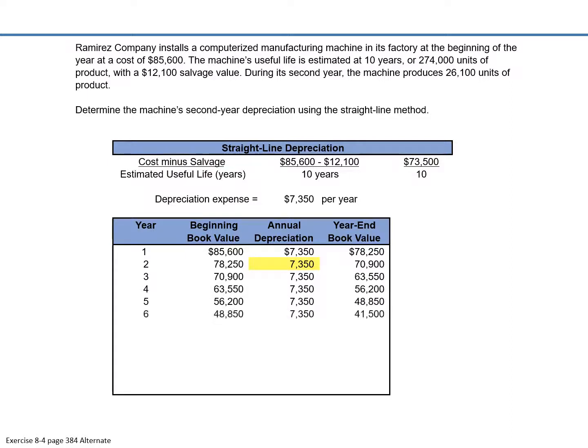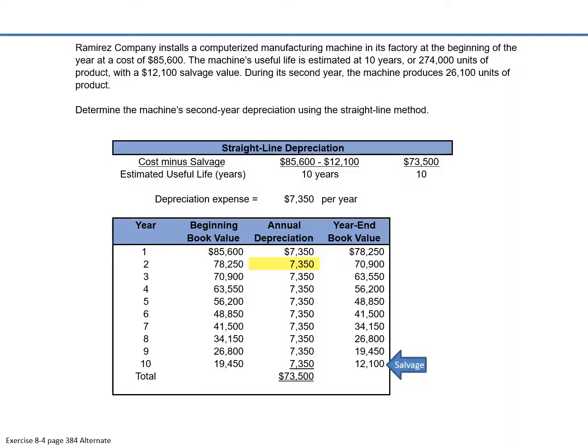Year three, year four, year 5, 6, 7, 8, 9, and 10. Total depreciation of $73,500. Total salvage value of $12,100 at the end. And you're done. Okay.